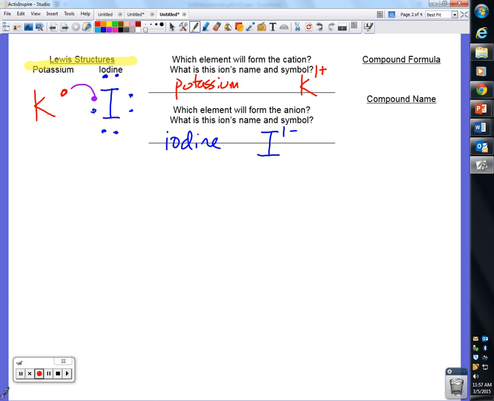Yep. Potassium's got its 8. Iodine's got its 8. Everybody's happy, right? So, to get everybody good with their 8 valence electrons, we need 1 potassium and 1 iodine. We represent that like this.